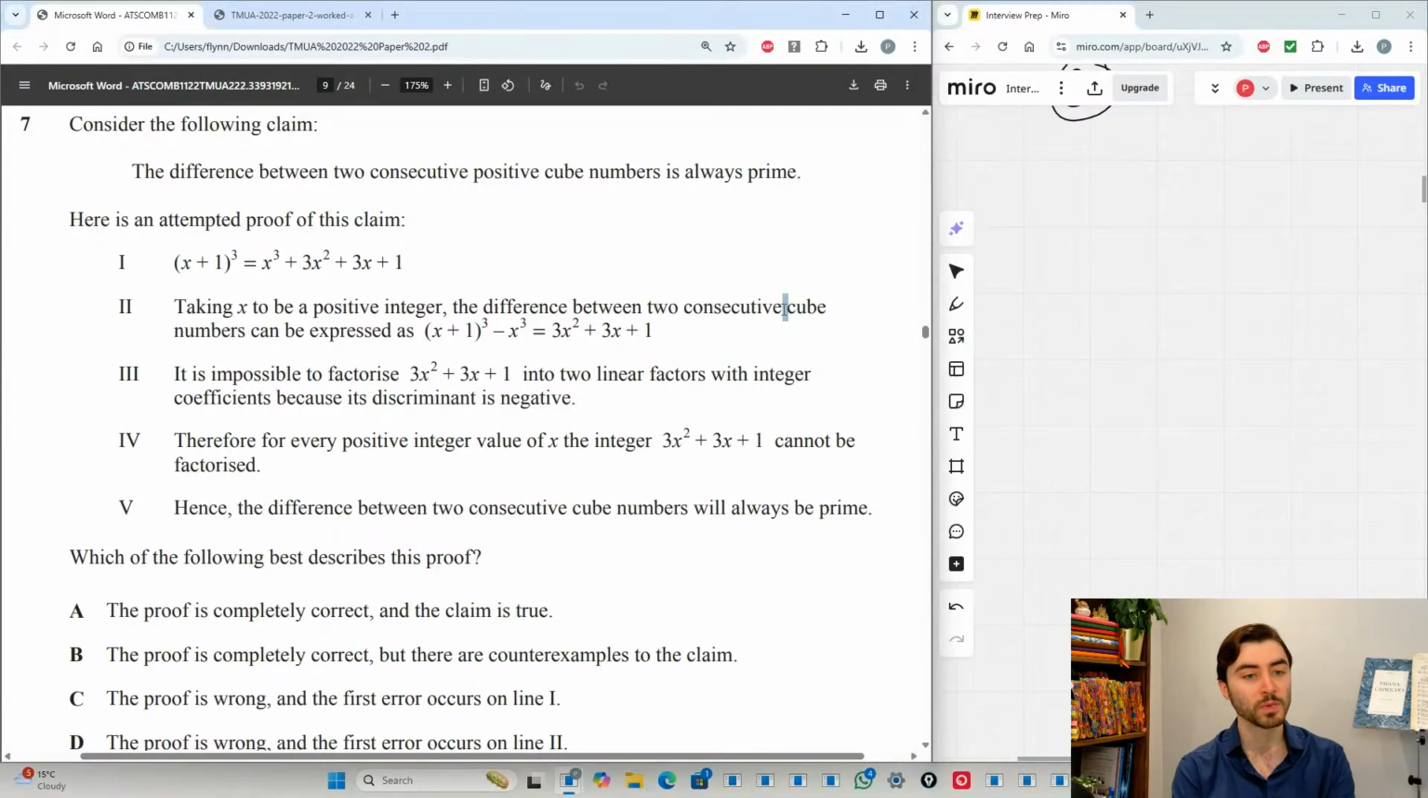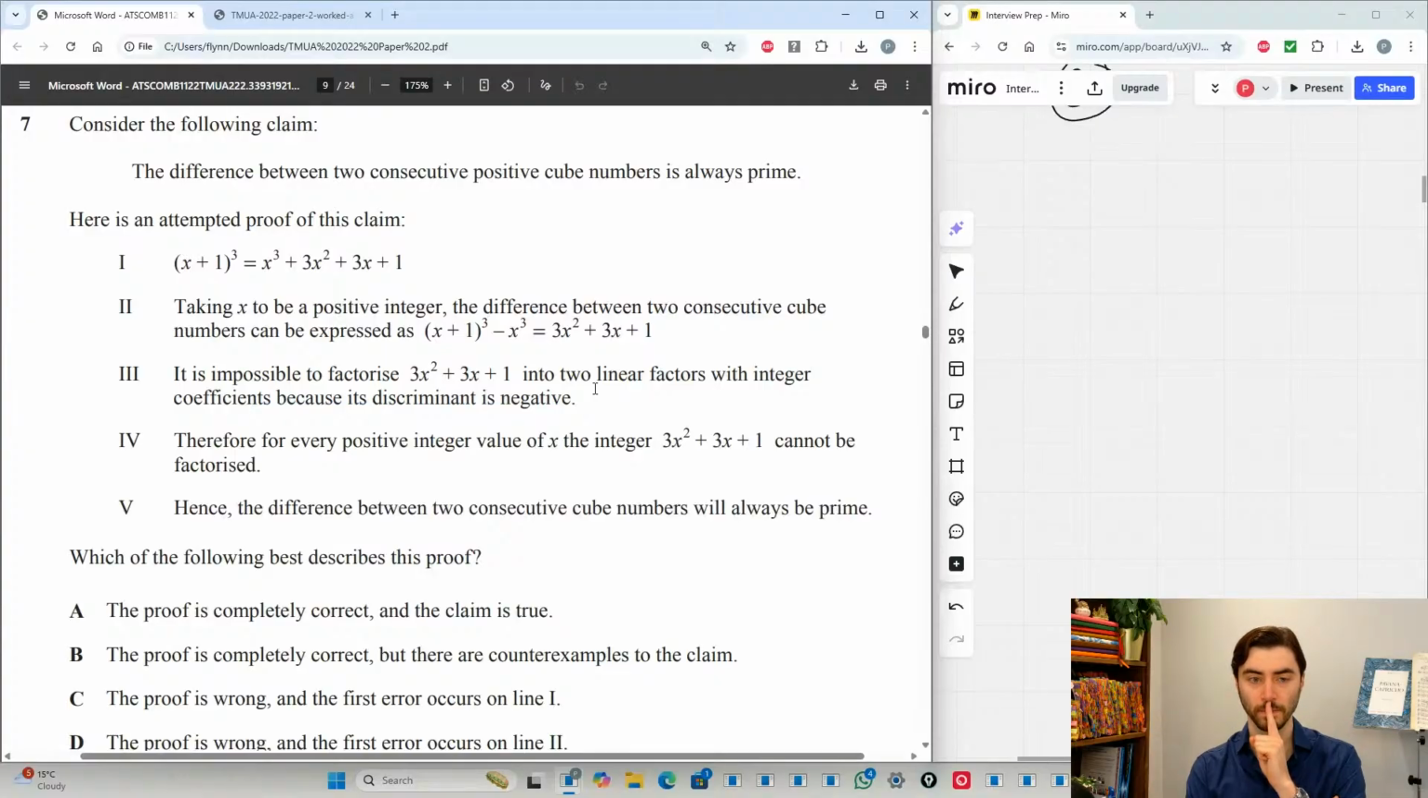So the difference between two consecutive positive cube numbers is always prime. Here's an attempted proof. This is the correct cubing of x plus 1 cubed. The difference between two consecutive cubes we can express as that. That is a correct statement. It is impossible to factorize that into two linear factors with integer coefficients. That's not true. That doesn't have to be true. If the discriminant is negative, it means it never equals 0.